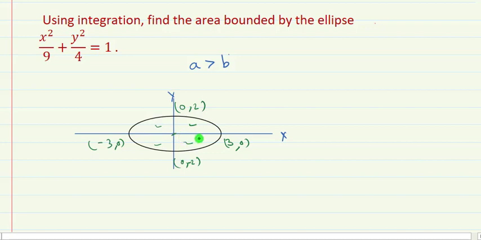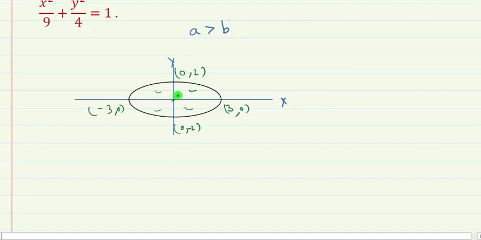So as we have done earlier in the previous example, either we can go with x-axis or with y-axis. We can find out with any of the axis. So first of all, let me write the required area is equal to 4 times integration over the limit.